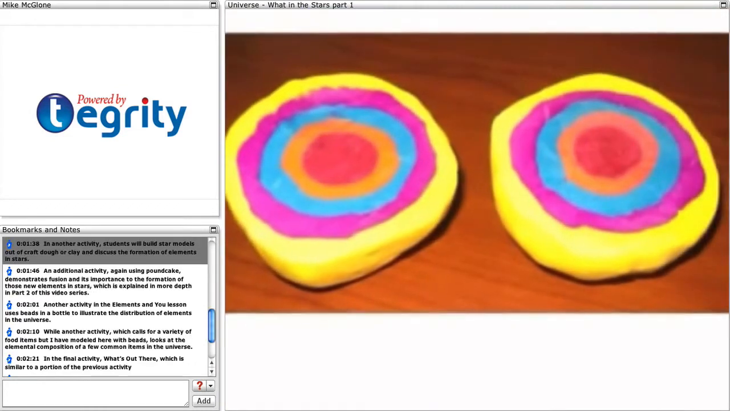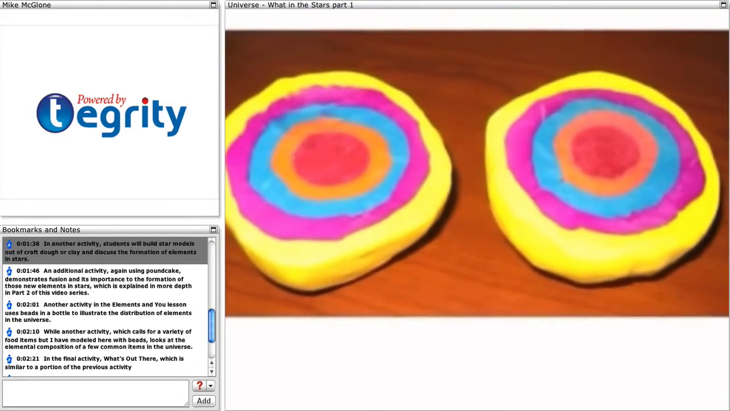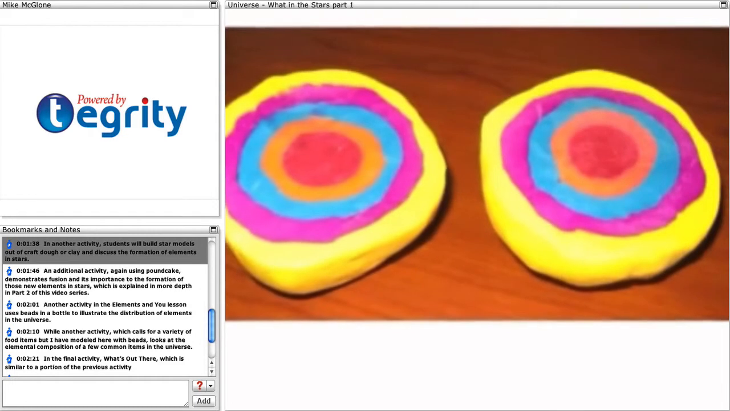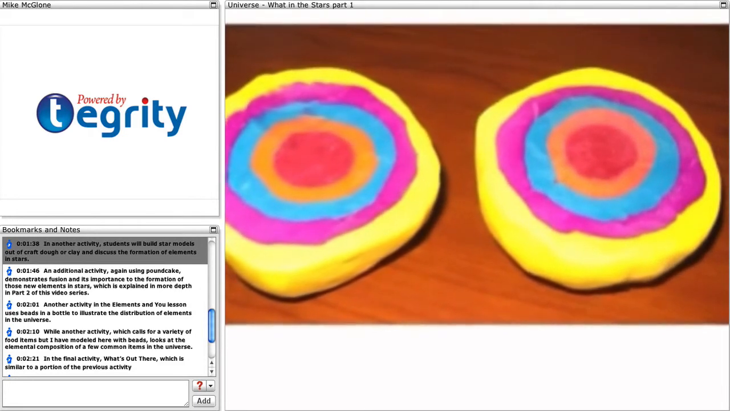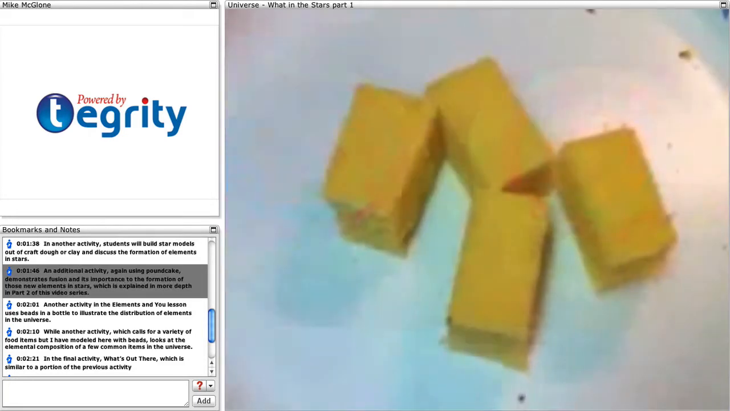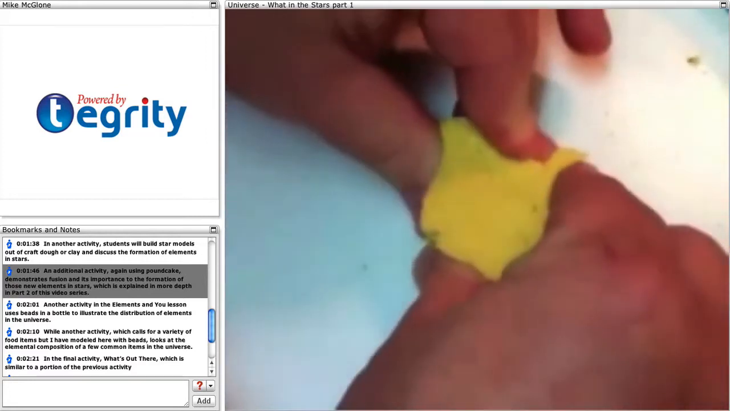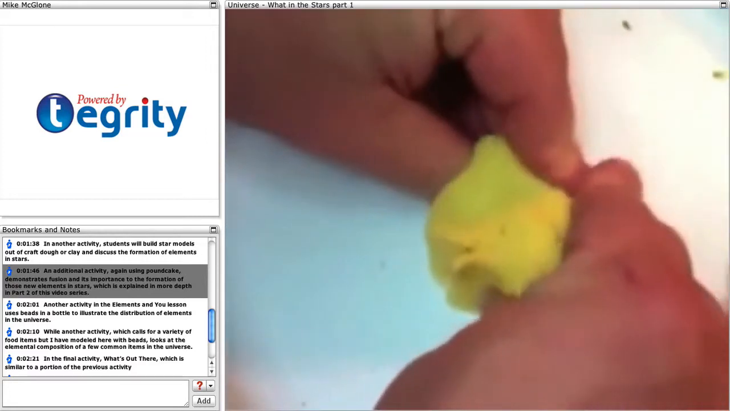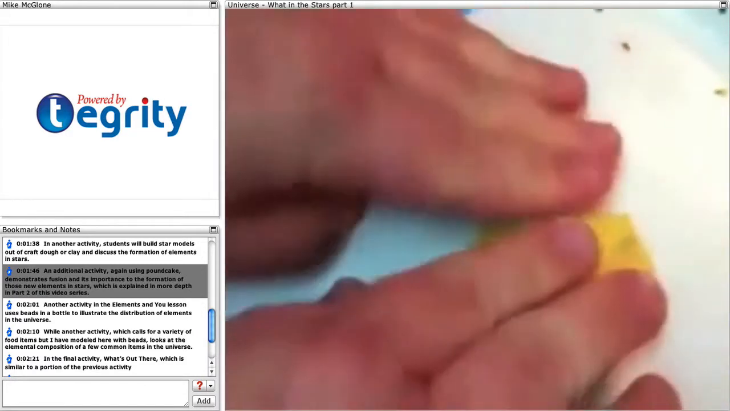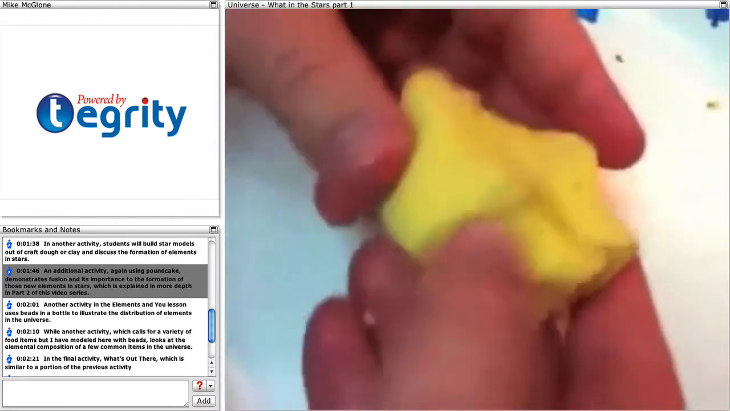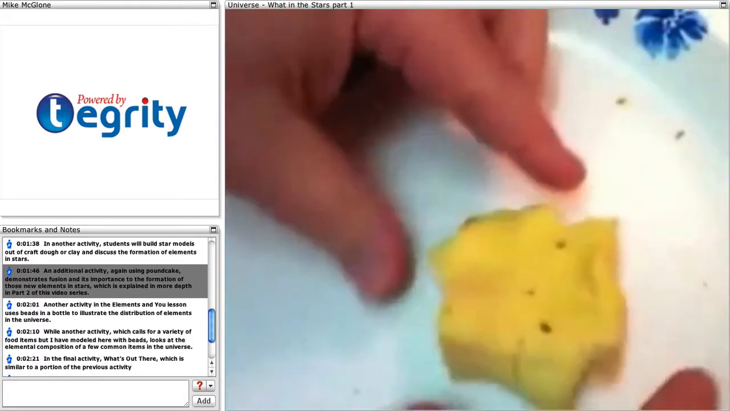In another activity, students will build star models out of craft dough or clay and discuss the formation of elements in stars. An additional activity, again using pound cake, demonstrates fusion and its importance to the formation of those new elements in stars, which is explained in more depth in Part 2 of this video series.